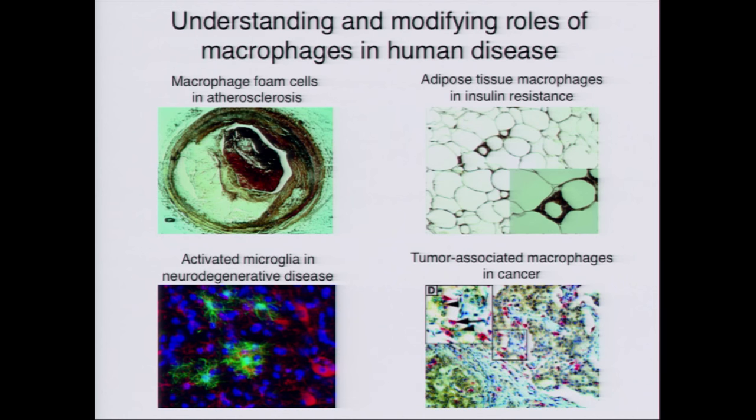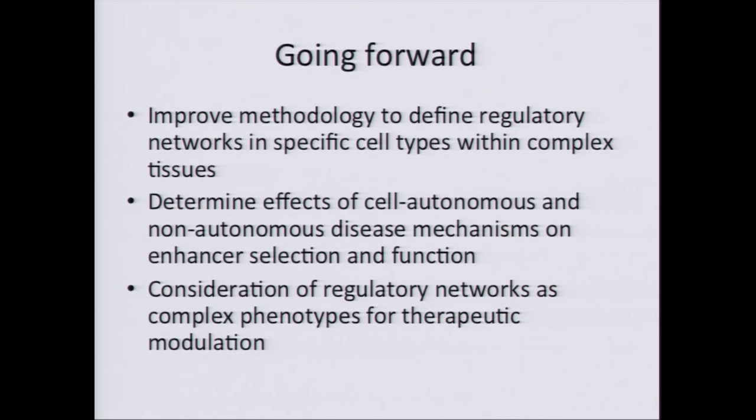Now, going forward, we're very interested in trying to take what we've learned to understand and hopefully modify roles of macrophages in human disease. This is taking us into increasingly challenging areas where we can't isolate a million cells. We can isolate maybe 5,000 cells or 1,000 cells, and in that cell population, we want to know what's going on. So we're definitely going to need to improve the methodology to define regulatory networks in specific cell types within complex tissues. Very little of that has been done as of yet.